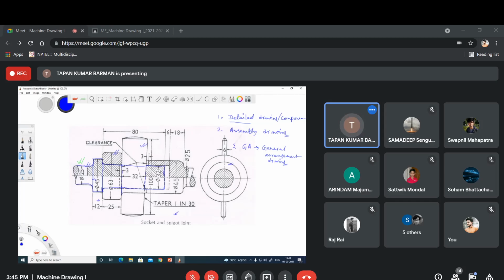So sometimes in the industries, they prepare the general arrangement drawing also after doing the assembly of the components. So from the detailed drawing, we can make the assembly drawing. From the assembly drawing, we can make the detailed drawing. Also from the assembly drawing, we may prepare the general arrangement drawing. Is it clear? Yes, sir. So what will be your task? So up to this, is there any confusion, any difficulty to understand?